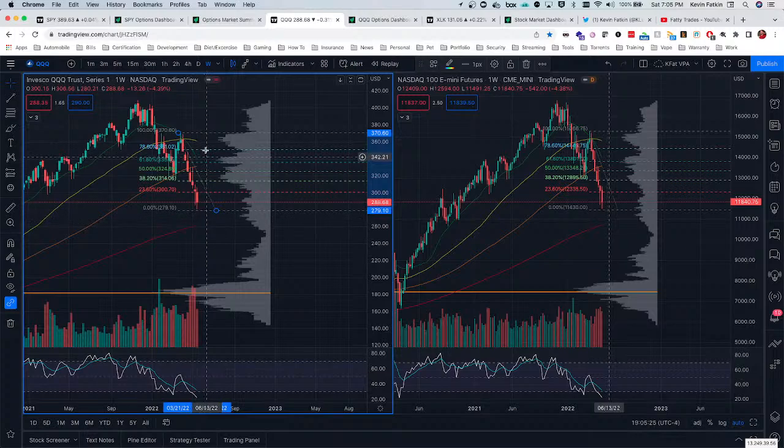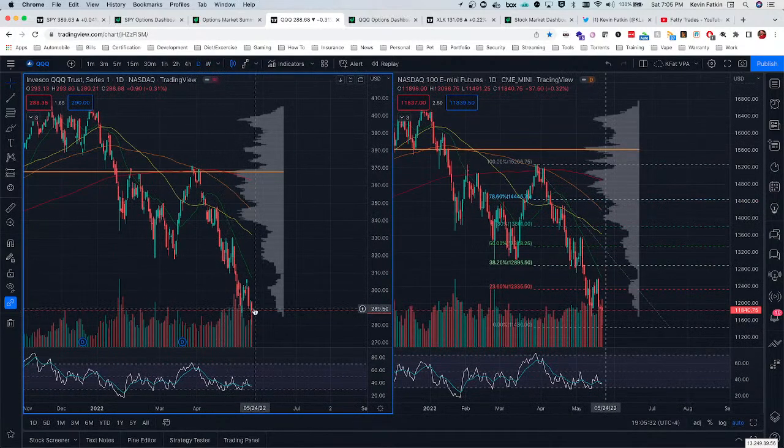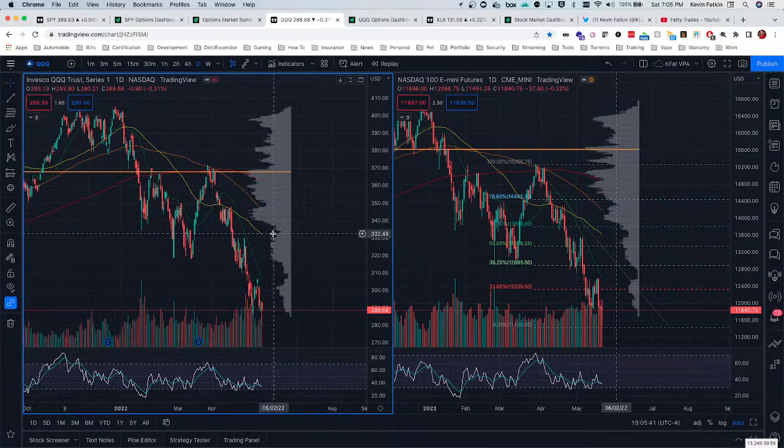Now, if we look at the daily here on QQQ, again, we're below these levels. Expect the 20 to act as some sort of resistance. We might bounce back up to the 50 if we do bounce before moving lower, which would be the low volume areas, these low volume nodes.